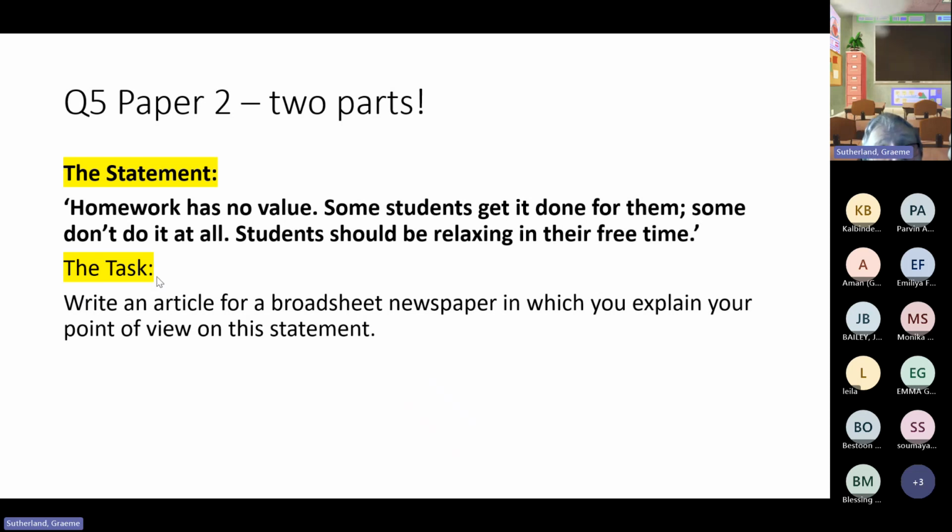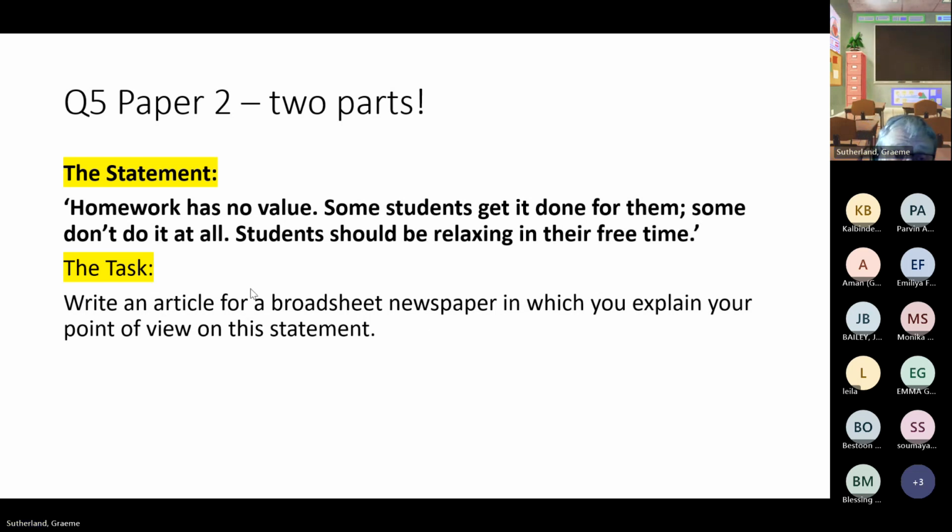Then you have the task. In this case, it is write an article for a newspaper. And you're aware of how newspapers like to lay out their articles. This would be an opinion article. That's why they've said broadsheet newspaper.